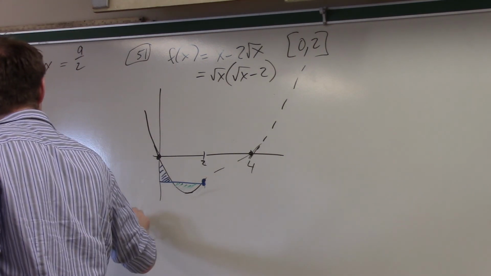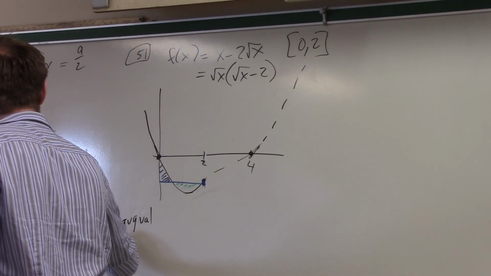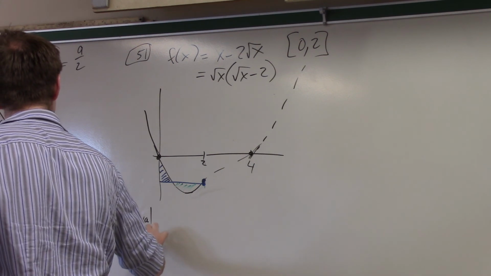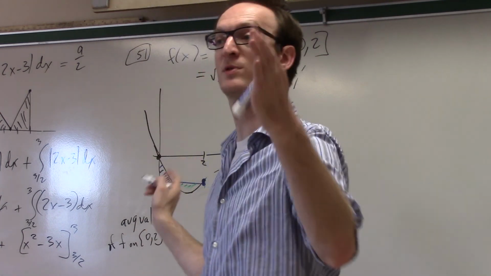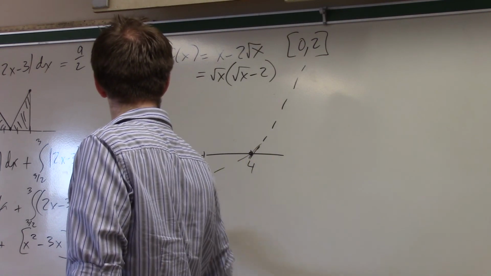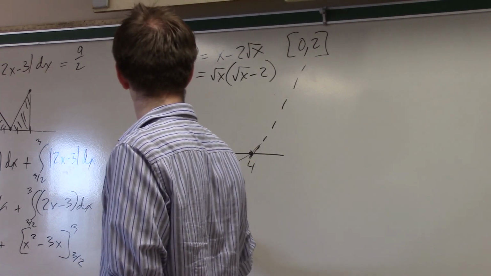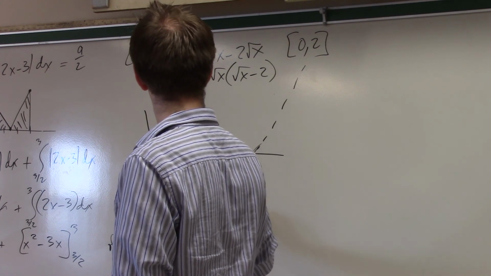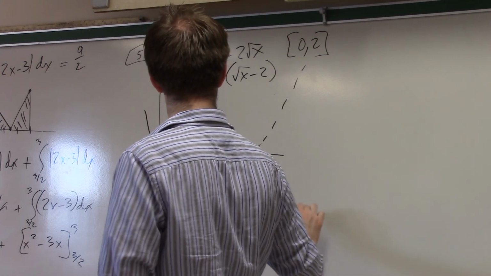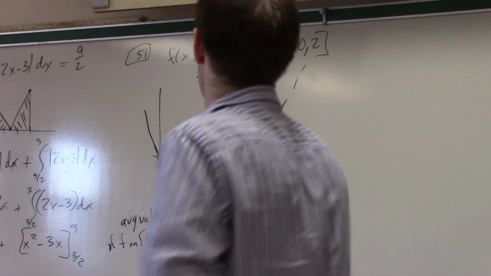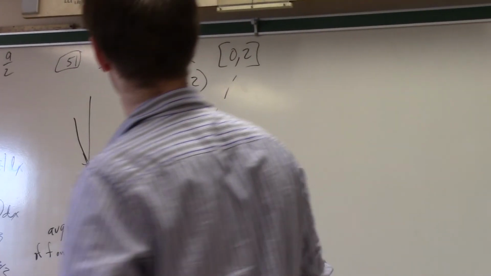So the average value of f on the interval 0, 2 is the integral divided by the width of the interval, right? So it's 1/2 times the integral from 0 to 2 of x minus 2x to the 1/2. And now with the FTC, doing integrals is suddenly really easy. I can just do this.